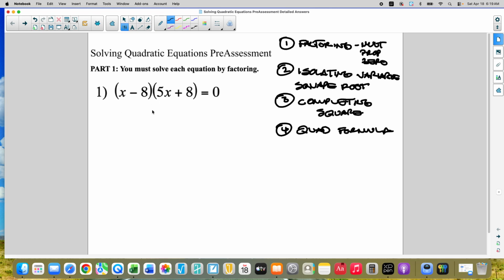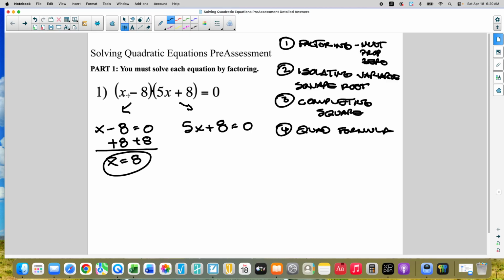So we have 2 boxes that equal 0. This is already factored, so either this box is where the 0 is coming from, or this box is where the 0 is coming from. So what we do is we find out what value for x when it's being subtracted from 8 equals 0, and which value when multiplied by 5 and added to 8 equals 0, and then we just solve for the variable. So we use the inverse operations.